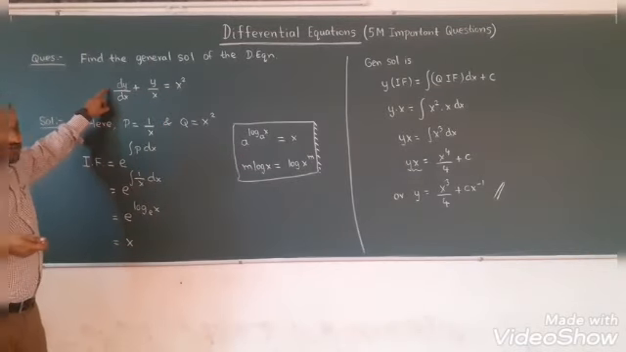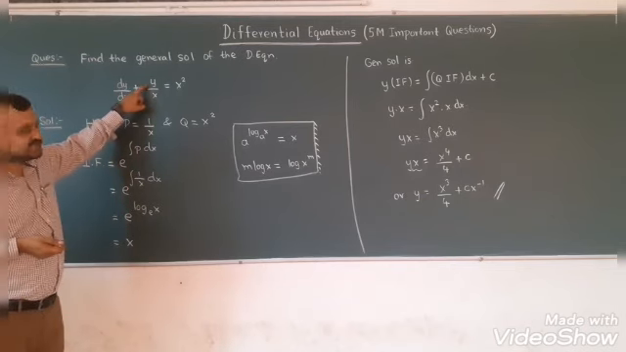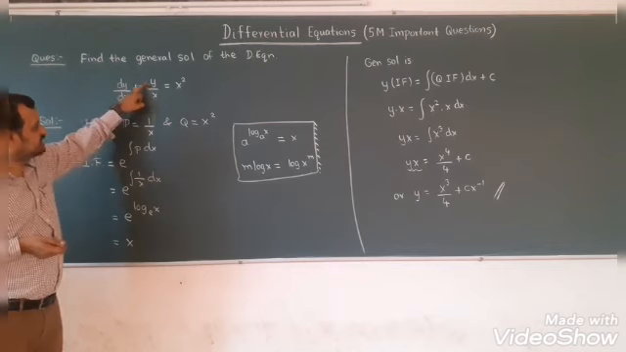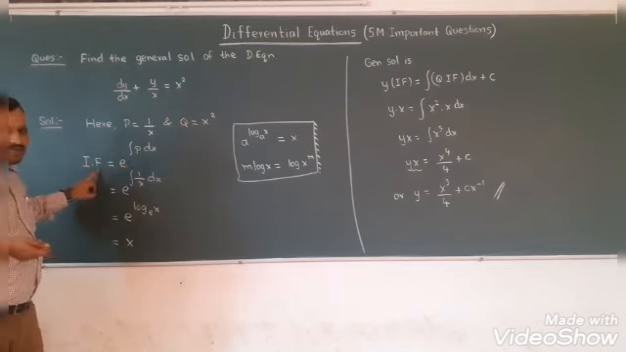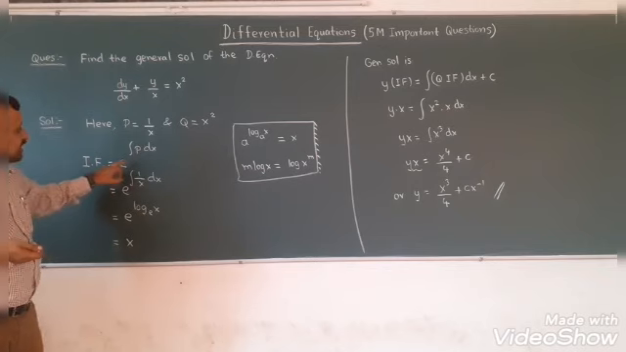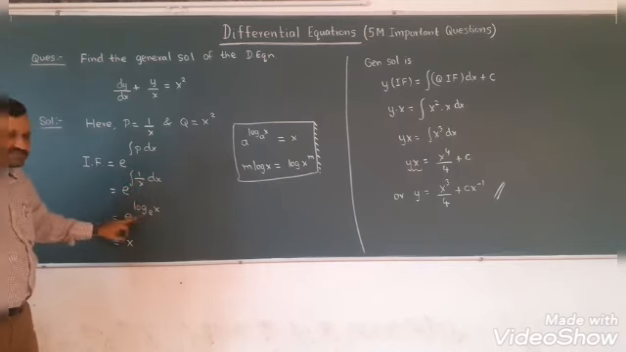So see here, coefficient of dy by dx should always be equal to 1. P is nothing but coefficient of y, that is 1 by x. Q is nothing but x square. The formula to find integrating factor is e power integral of p dx. So e power 1 by x dx. 1 by x integral is log x. If both are same, then answer is always equal to x.